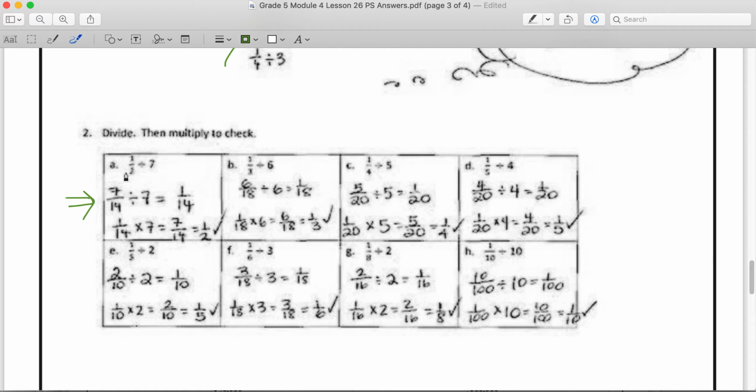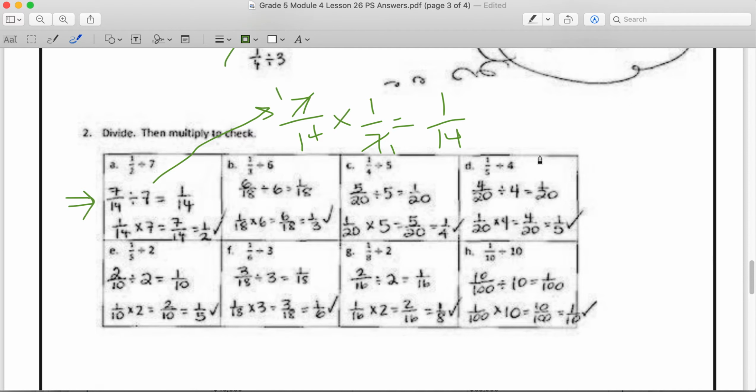So you can see that 1/2 is the same thing as 7/14ths. And so that's divided by 7. And so this becomes 7/14 times 1/7. And so what they did was you can instantly divide this. 7 divided by 7 is 1. What's left here? 1 times 1 is 1. And 14 times 1 is 14.